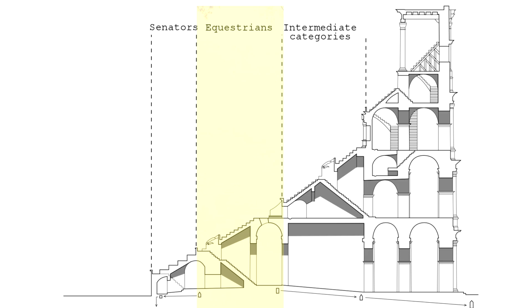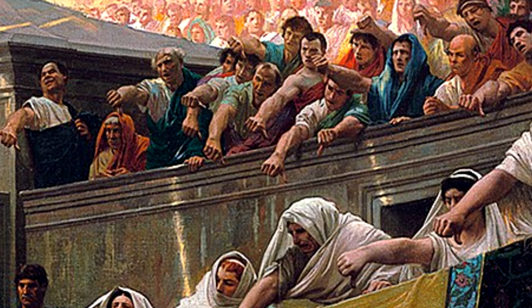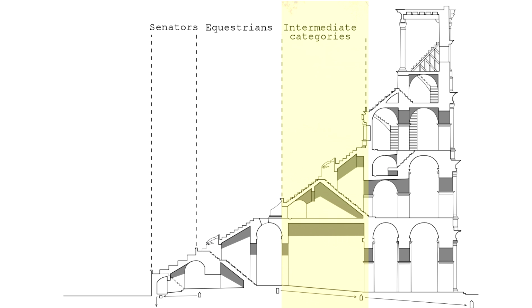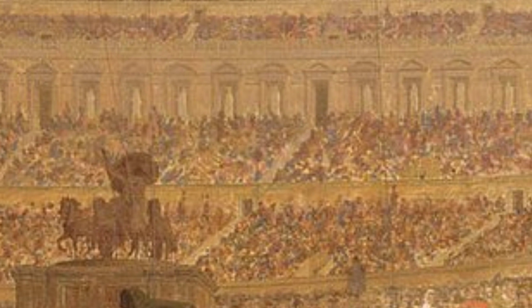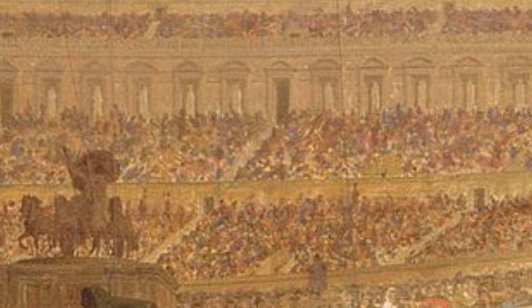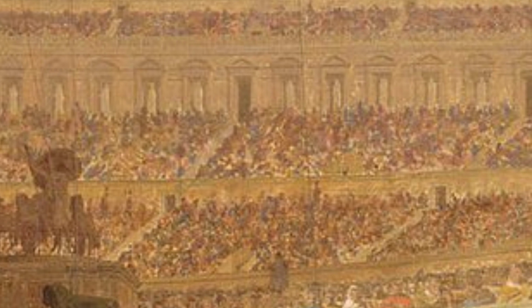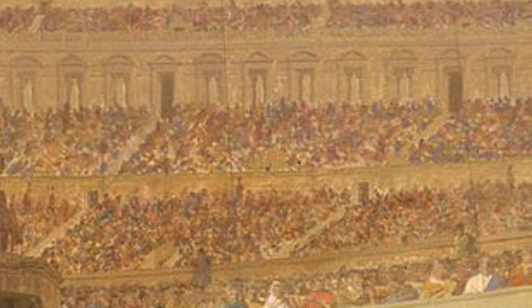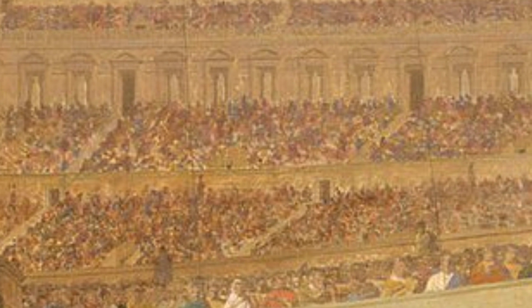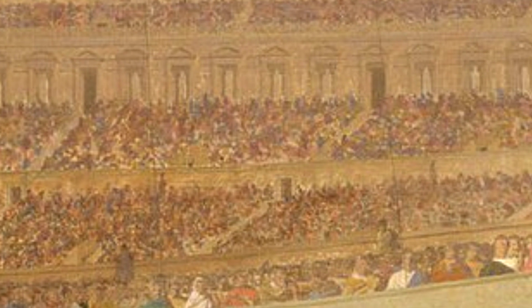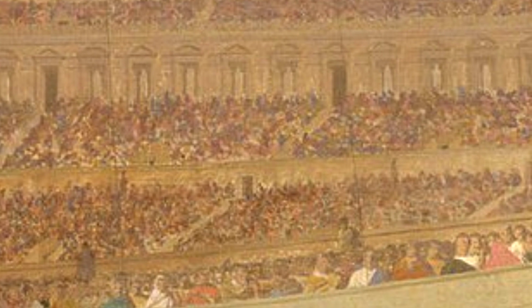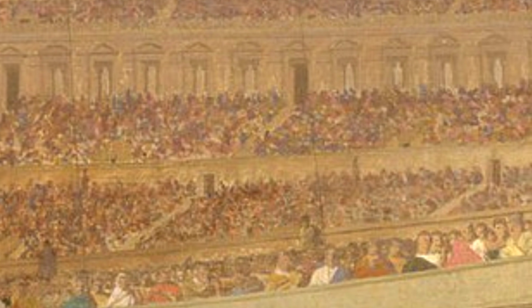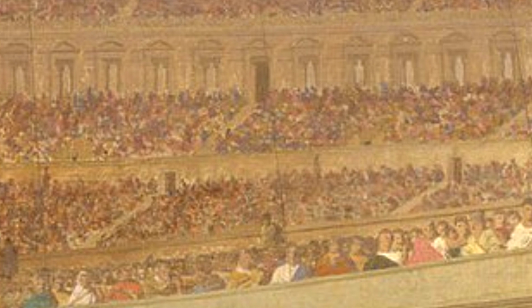The tier above the senators was occupied by the non-senatorial noble class or knights. The next level up was originally reserved for the ordinary Roman citizen, and was divided into two sections. The lower part was for the wealthy citizens, whilst the upper part was for the poor citizens. Specific sectors were provided for other social groups, for instance boys with their tutors, soldiers on leave, foreign dignitaries, scribes, heralds, priests and so on. Inscriptions identified the areas reserved for the specific groups.